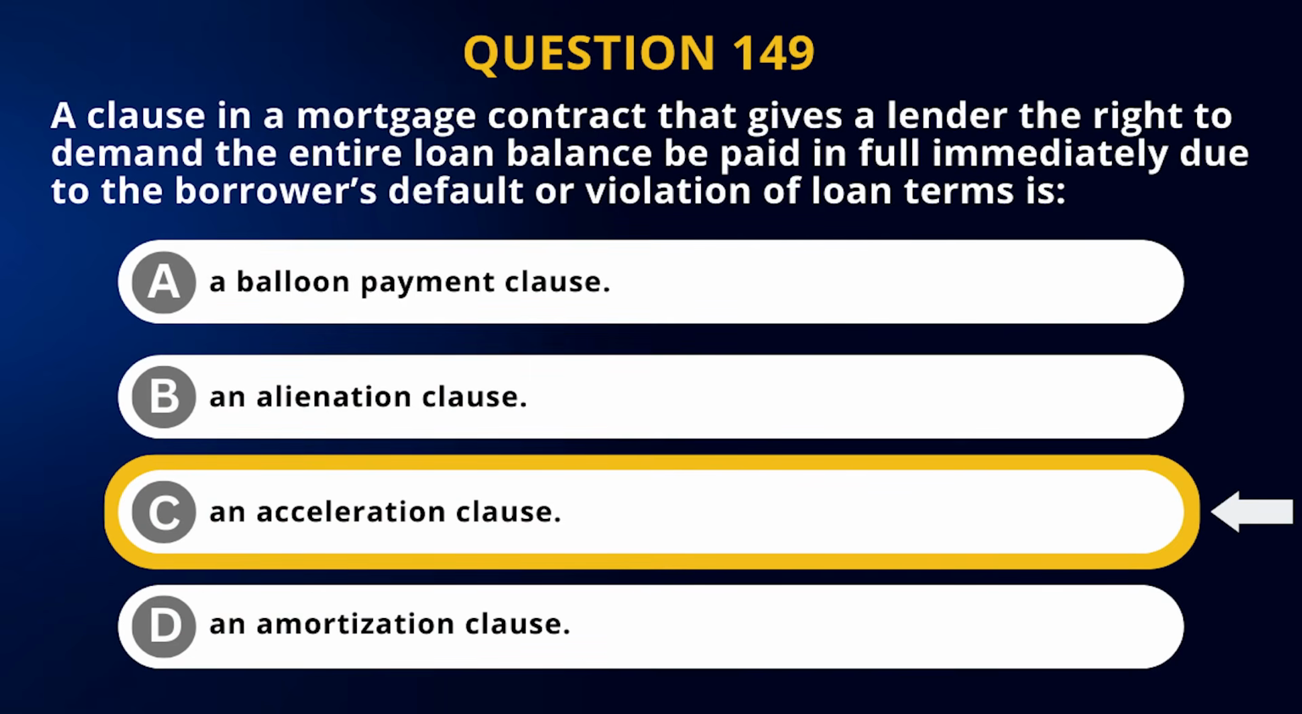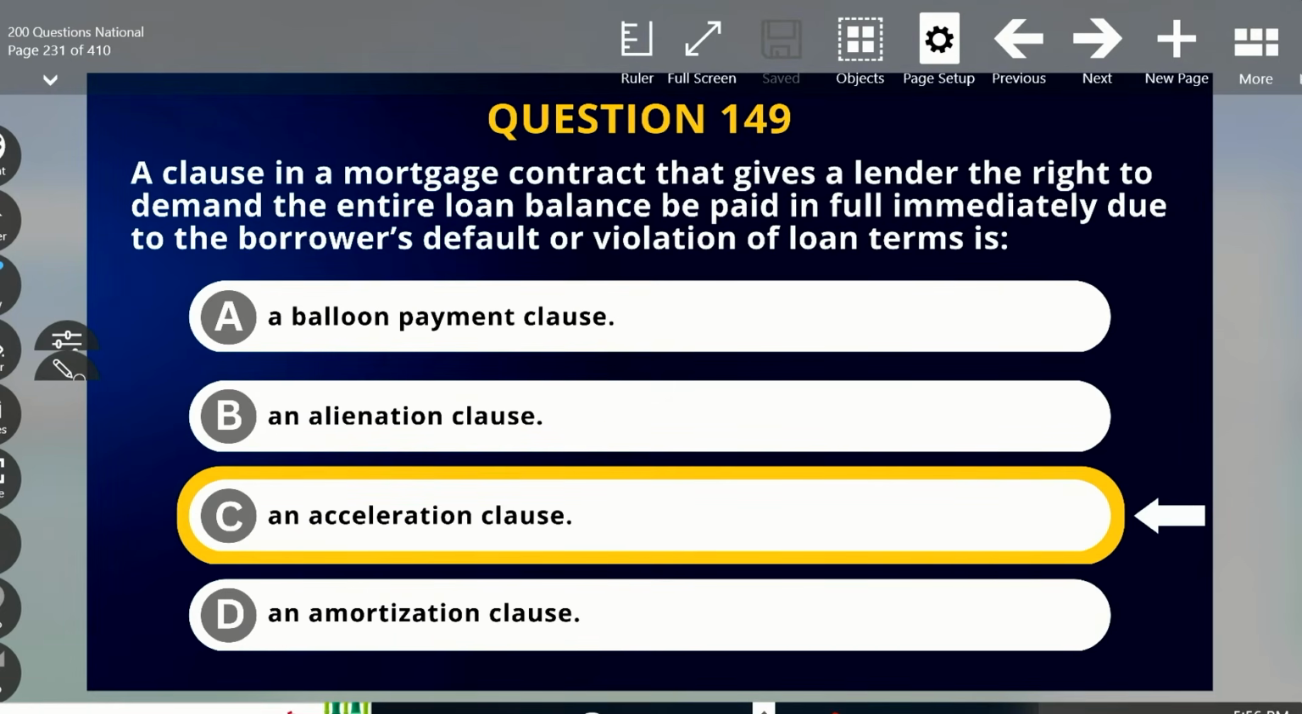Okay, these clauses are very popular. Acceleration clause, this is like a textbook definition. Number one, it's a clause in a mortgage contract that gives the lender the right to demand the entire loan balance to be paid in full immediately.